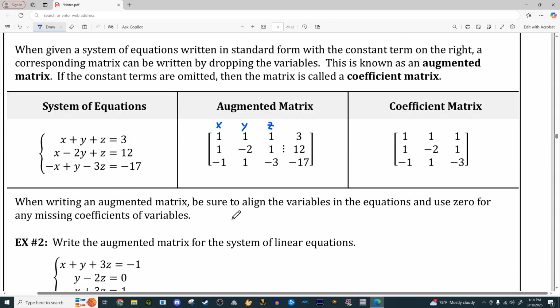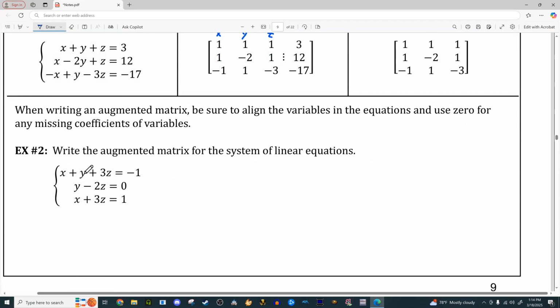The other thing that can be done is I can give you a system of equations and ask you to write a matrix that represents it. So I could give you a system: x plus y plus 3z equals negative 1, y minus 2z equals 0, and x plus 3z equals 1. And don't worry, I'm not asking you to solve this yet. All I'm asking us to do is rewrite it as an augmented matrix. So for my matrix, here's my matrix. My first row is going to be 1x plus 1y plus 3z equals negative 1. So it's going to be, whoops, didn't mean to write there.